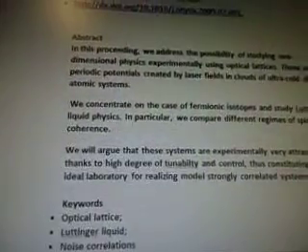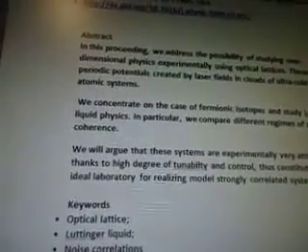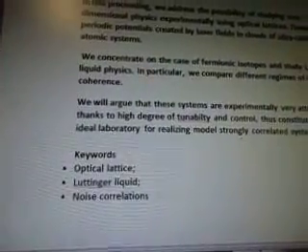Realizing Luttinger liquids in trapped ultra-cold atomic Fermi gases using 2D optical lattices. Used in taxes, and there's the link there. Abstract. Okay, in this proceeding, we address the possibility of studying one-dimensional physics experimentally using optical lattices. These are periodic potentials created by laser fields in clouds of ultra-cold dilute atomic systems. We concentrate on the case of Fermi isotopes and study Luttinger liquid physics.